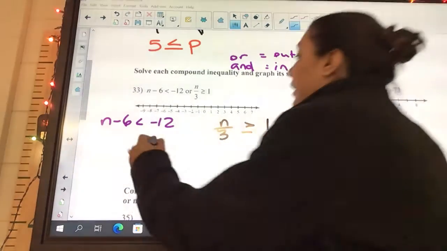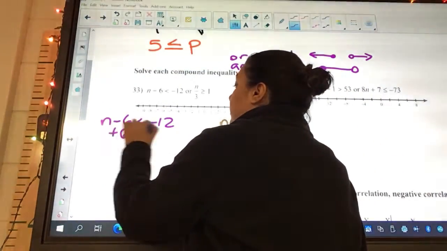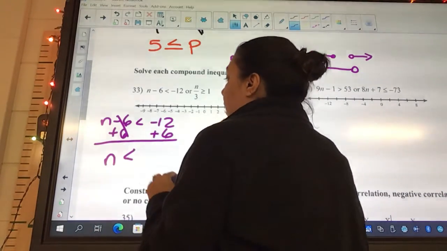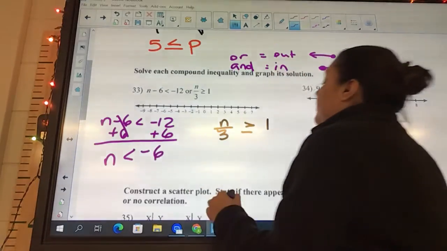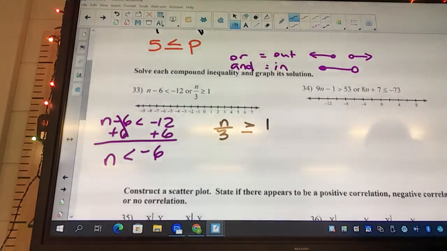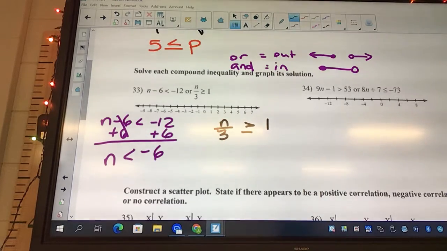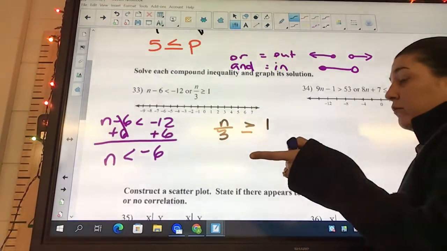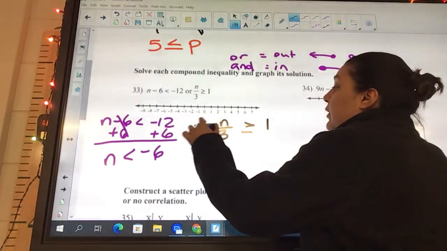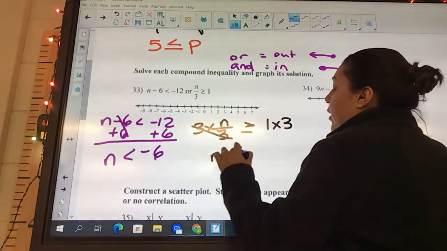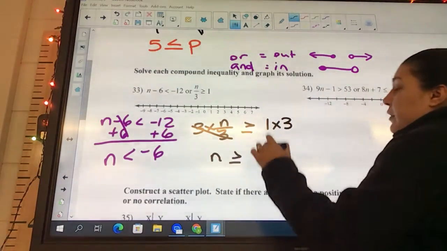We're going to add 6 to both sides. So I got n is less than negative 6. Okay, and then for the other one, what do you need to do? Divide. Not divide, multiply. Multiply by 3. Okay, do we need to flip?